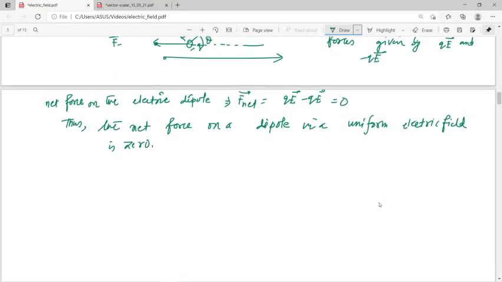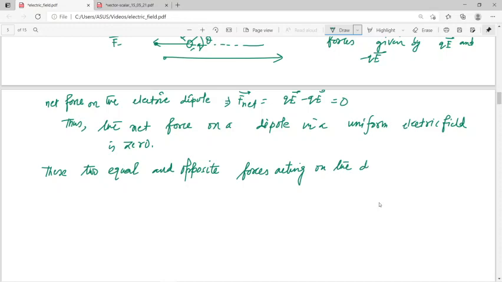Now, what will happen? We know from the definition that these two equal and opposite forces acting on the dipole constitute a couple, because you know the definition of a couple: if two equal and opposite forces are acting, then it will create a couple. So what is the effect of this couple?